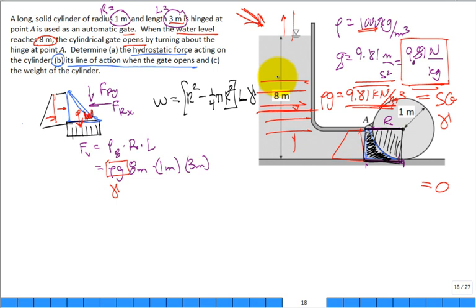Okay. So the weight comes in at like 6.32 kilonewton. Somebody go ahead and run those numbers. I'm going to pause, and let's get what F of V is. You go ahead and make those calculations. When somebody gets F of V, let me know.